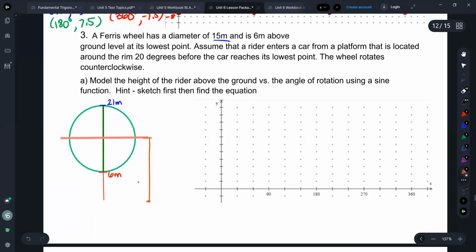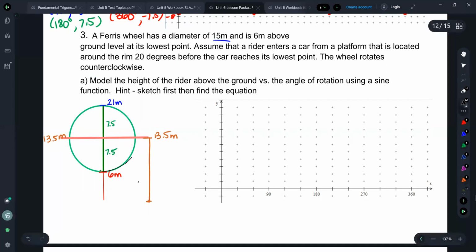What would this be? 13.5 is correct. How do we get that? Because the diameter is 15 meters, we know the radius is 7.5 meters, so you can do that as well. So each of these heights are 15 or 13.5. Okay, so far, so good.